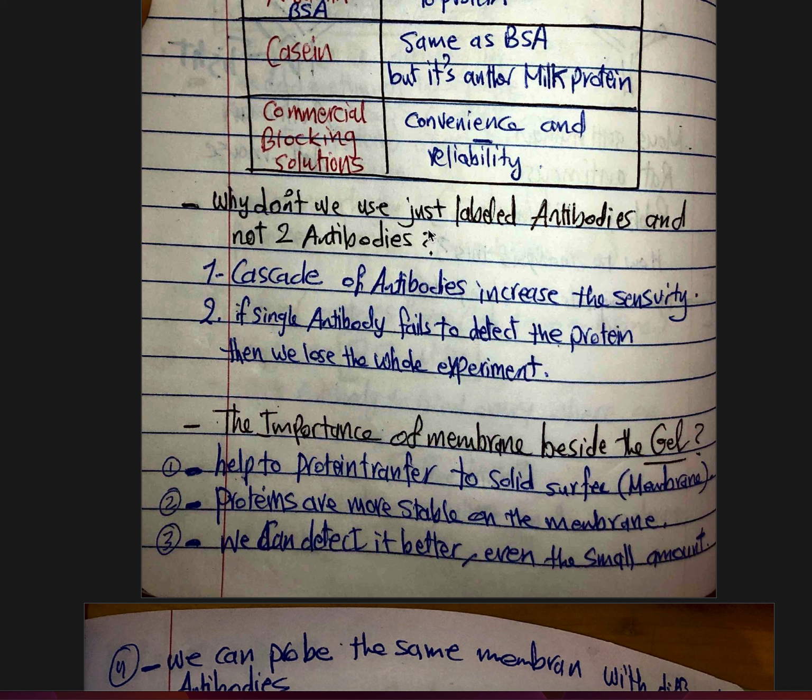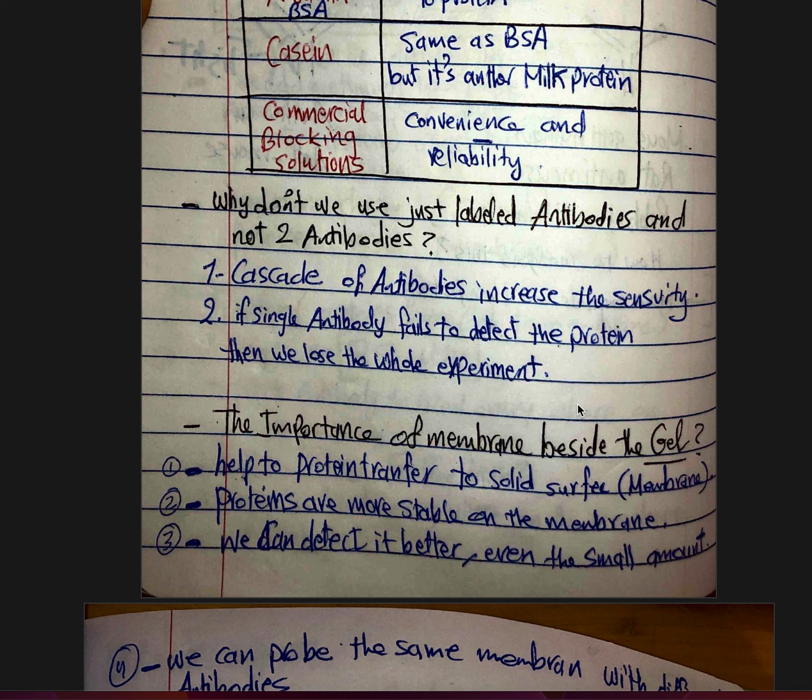Okay, and then why don't we use just labeled antibodies instead of using two types of antibodies? Why do I have to use a first antibody and then a second antibody which is labeled? Because the cascade of antibodies increases the sensitivity, and if a single antibody fails to detect the protein, then we lose the whole experiment. That's why we use two types of antibodies, to make sure that we detect the right protein and don't miss any other proteins.